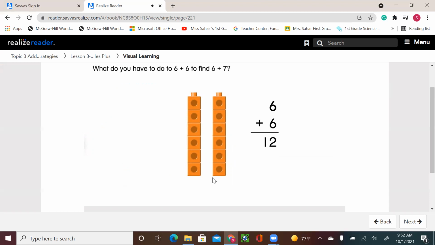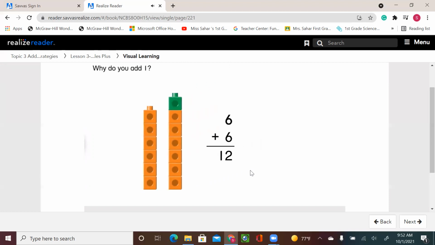What do you have to do to 6 plus 6 to find 6 plus 7? You have to add 1. Why do you add 1? 7 is 1 more than 6. 6 plus 7 is 6 plus 6 and 1 more.